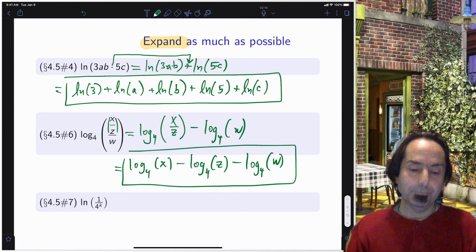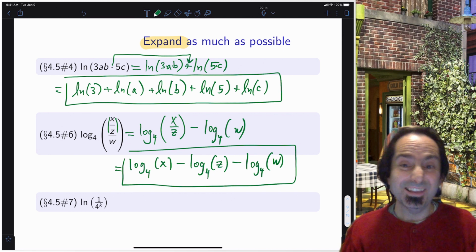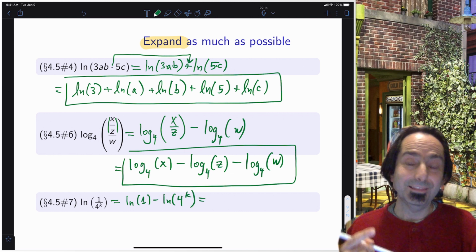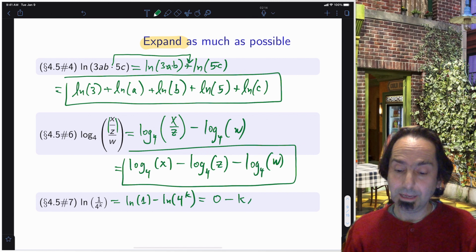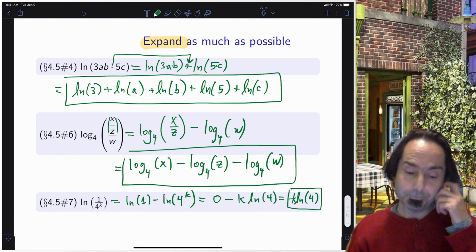Last one, the natural log of 1 over 4 to the k. There's a couple of ways to do this. One is you could just write this as the natural log of 1 minus the natural log of 4 to the k. And notice that the log of any base of 1 is 0. And then we can pop out the exponent, k natural log of 4. And so the final answer is negative k natural log of 4.